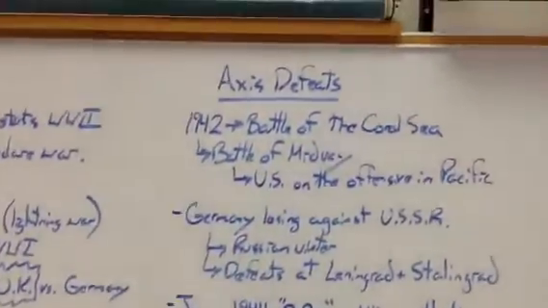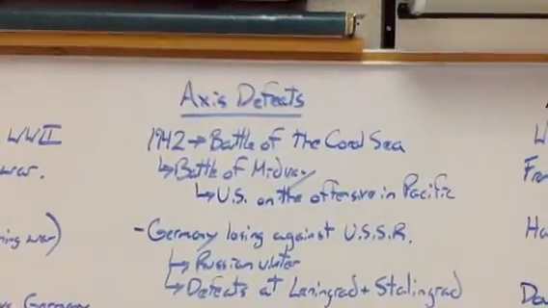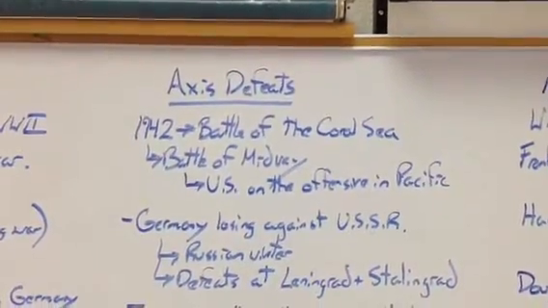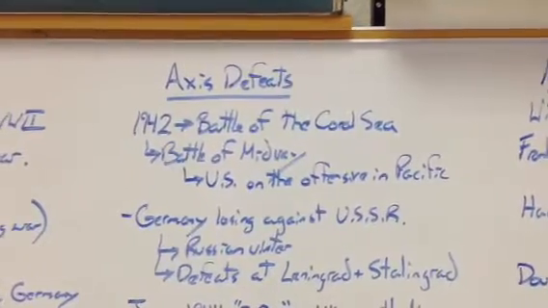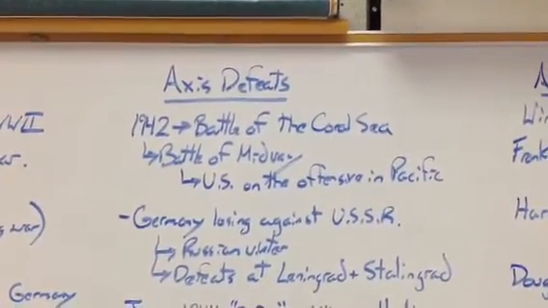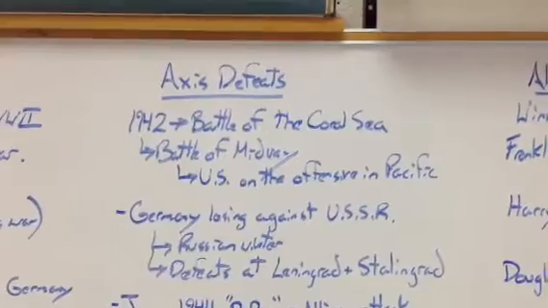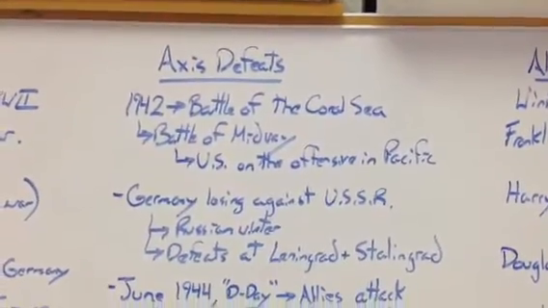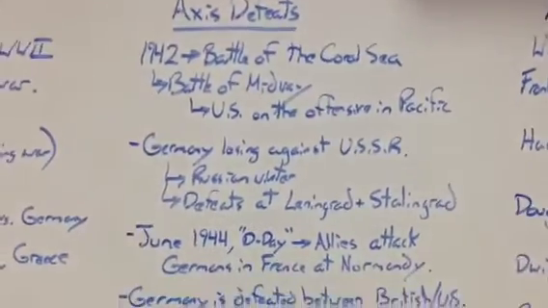Despite the early victories, the war starts to go poorly for the Axis. In 1942, Japan is going to suffer major defeats at the Battle of the Coral Sea and the Battle of Midway. And after the Battle of Midway, the Japanese are forever going to be on the defensive. The U.S. is going to go on the offensive in the Pacific Campaign.